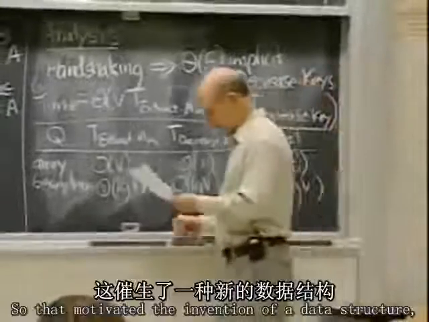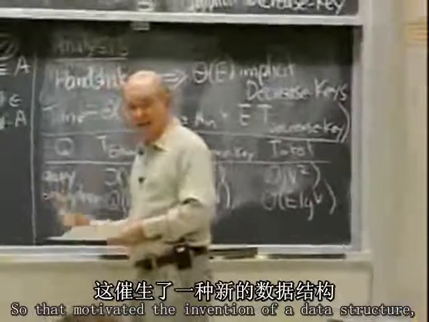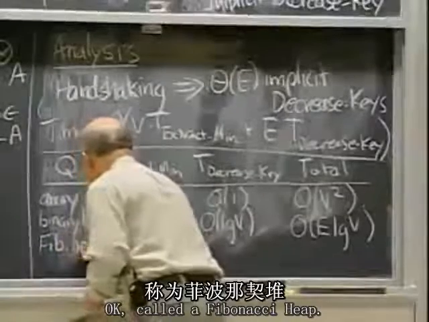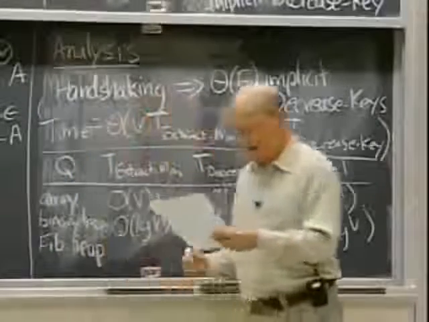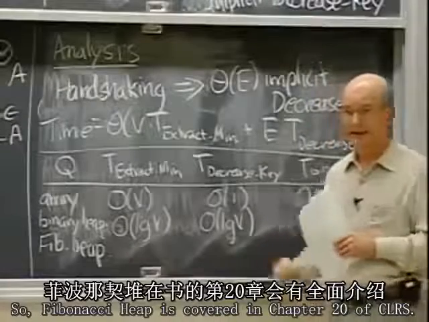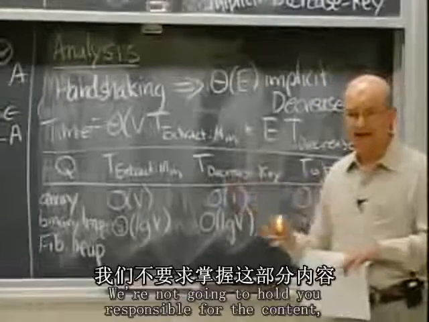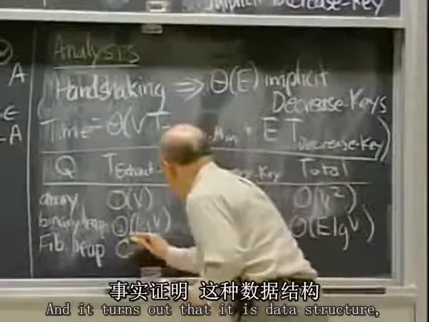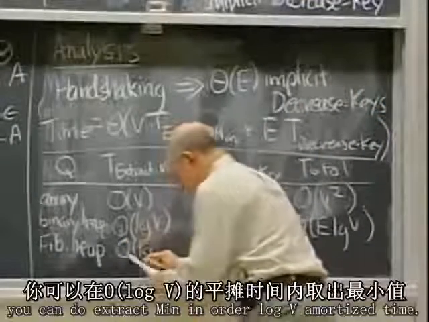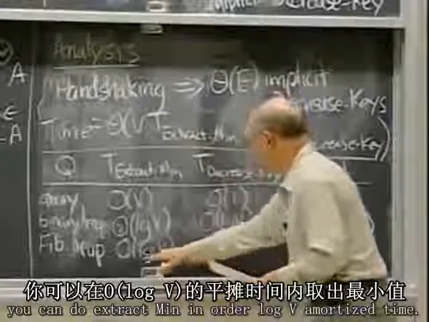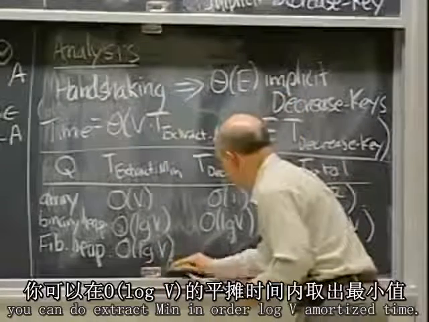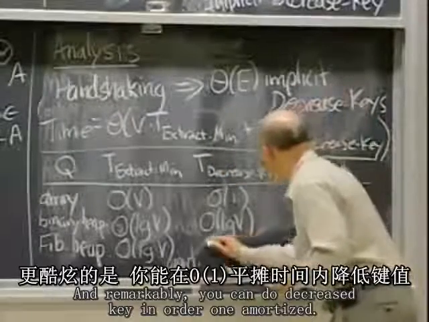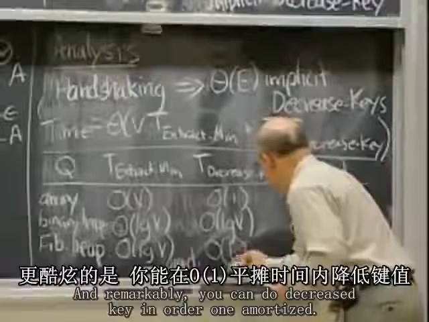So that motivated the invention of a data structure called a Fibonacci heap. Fibonacci heap is covered in Chapter 20 of CLRS. We're not going to hold you responsible for the content, but it's an interesting data structure because it's an amortized data structure. And it turns out that in this data structure you can do extract min in order log V amortized time. And remarkably, you can do decrease key in order 1 amortized.